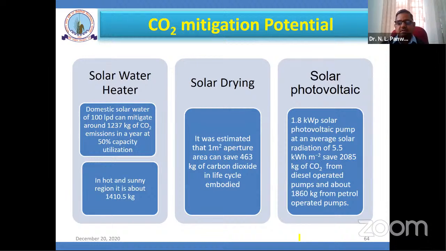And the solar photovoltaic option, no doubt everybody is talking about solar photovoltaic, is a good clean source and direct conversion of solar radiation into electricity. A rough study: a 1.8 kilowatt solar irrigation pump, with solar radiation of about 5.5 kilowatt per square meter, can save 2085 kg, or 2.08 tons, of carbon dioxide if we compare with diesel operated pumps, and about 1.8 tons of carbon dioxide if the engine is running on petrol.